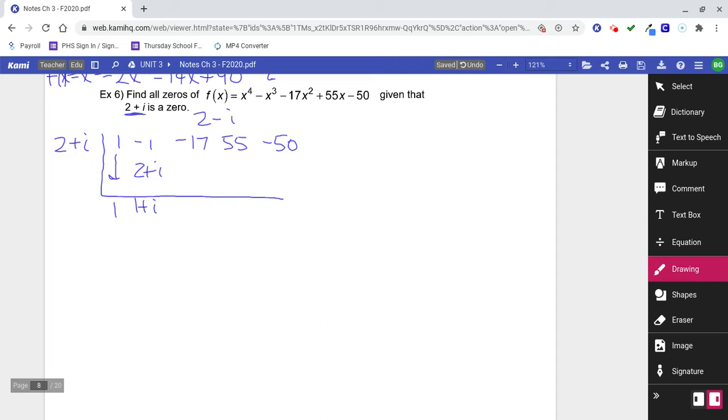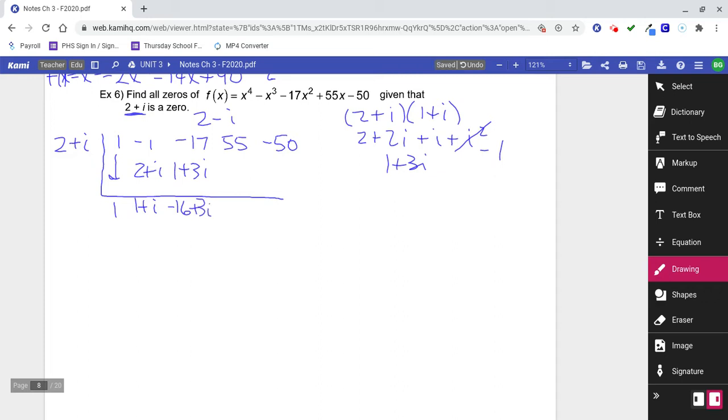Okay. So I'm going to have to FOIL or something. So let's do that over to the side. I'm going to have to multiply 2 plus i times 1 plus i. This will be 2 plus 2i plus i plus i squared. That's negative 1. So 2 minus 1, that's 1 plus 3i. Add straight down. Negative 17 plus 1 is negative 16. So negative 16 plus 3i right there.